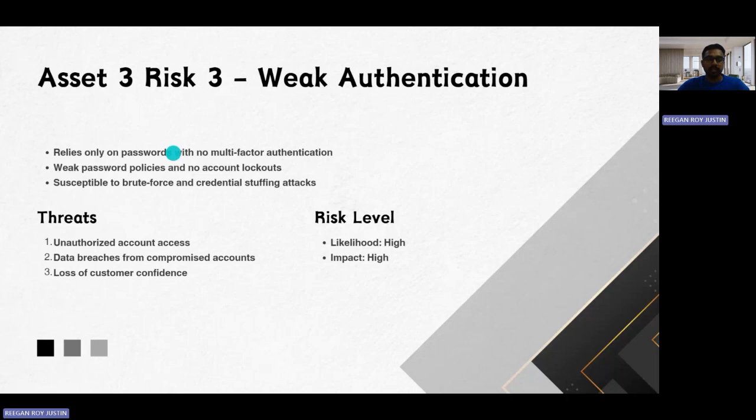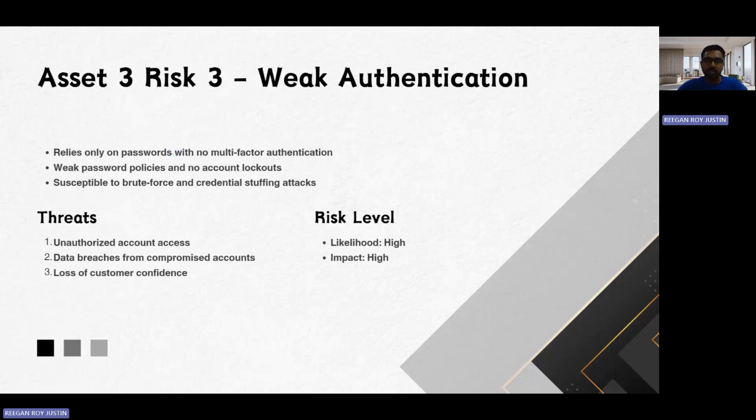Once they gain access, they can view personal data or perform unauthorized actions. The likelihood of attack is high because weak authentication is a common target and the impact is significant. Stronger controls like MFA, complex passwords, and lockouts are essential to protect customers' accounts.